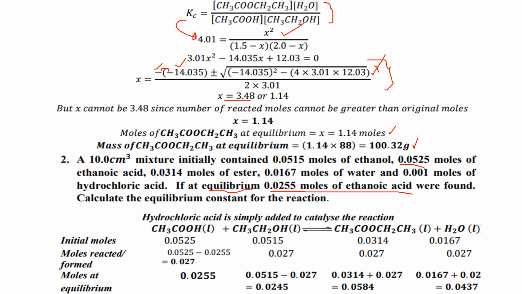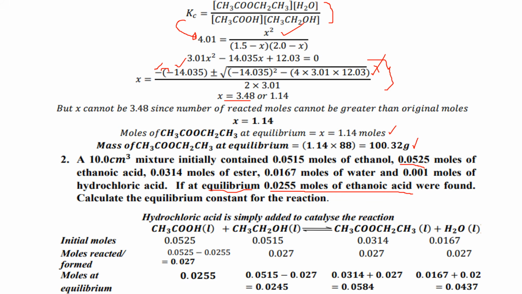So first of all, ethanoic acid reacts with ethanol to form ethyl ethanoate and water. And I wrote a note telling you that hydrochloric acid is simply added to catalyze the reaction, but it shouldn't get involved in the reaction equation, like I explained in the experiment before. So don't get off track.